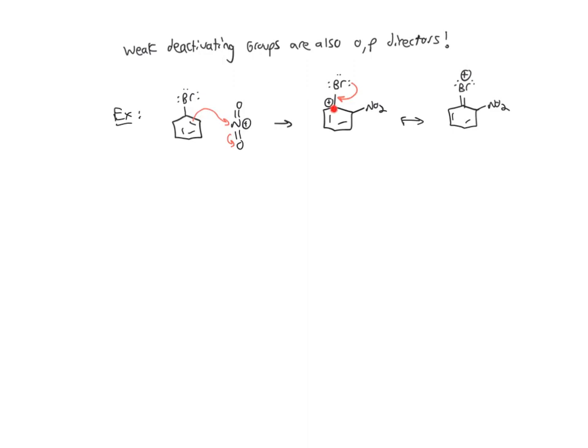Sometimes we don't want that positive to be beside that group because it could make it worse. In this case, the groups in this video were all making that positive charge better. They were donating electron density to it, and so they're all ortho para directors.